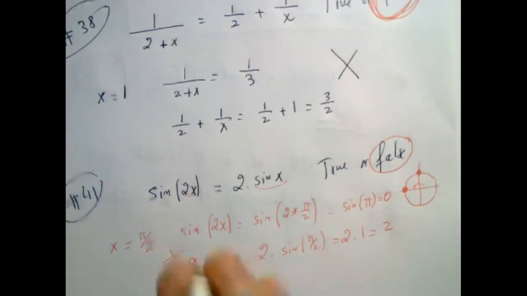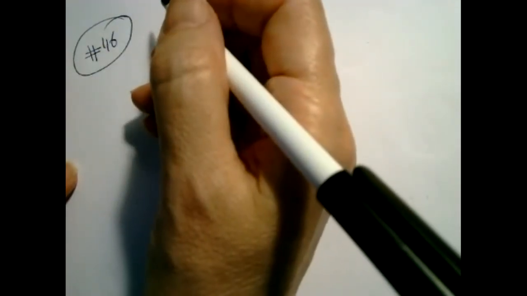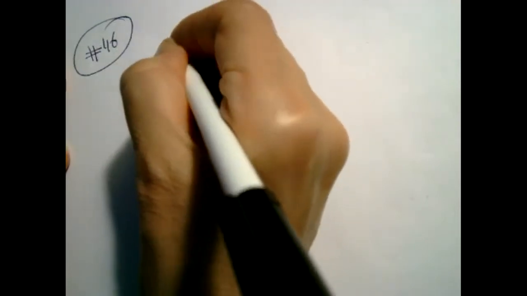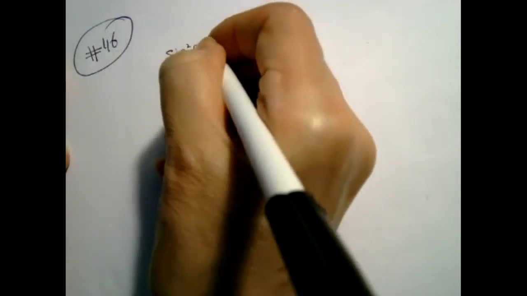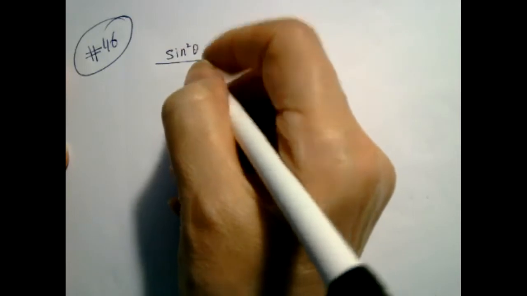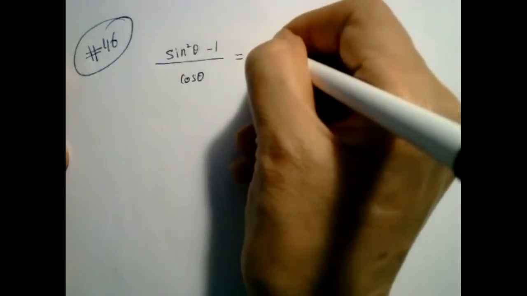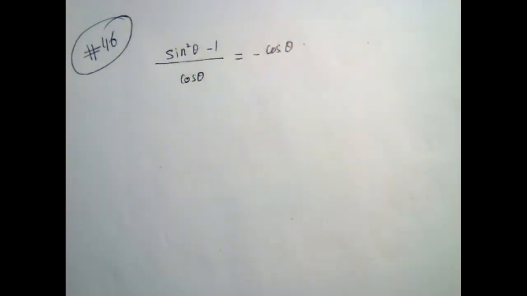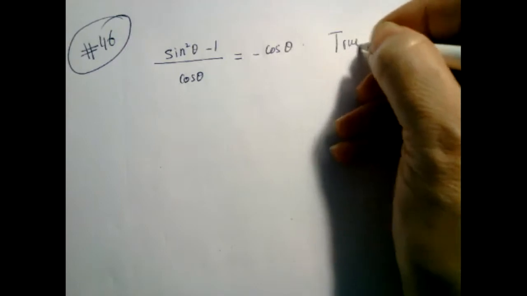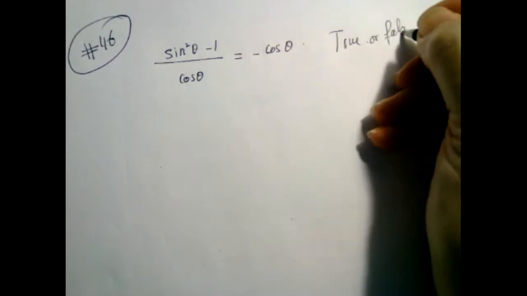All right, now number 46 on your true and false. I will put it out and you guys will answer the question. 46 is the following. They tell me that sine squared theta minus 1 over cosine theta. And the question, is this equal to minus cosine theta? So this is a bit harder, but we will try to do it. So the question is true or false, true justify, false justify.